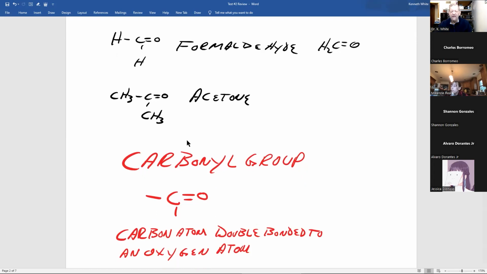Now, the simplest ketone, nobody calls 2-propanone, it's acetone. And that's the simplest ketone.